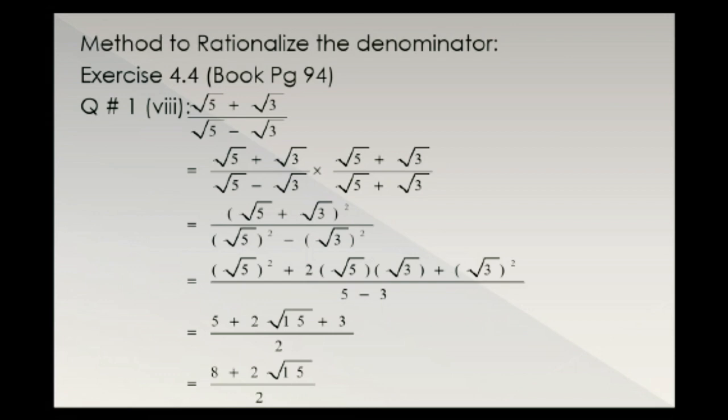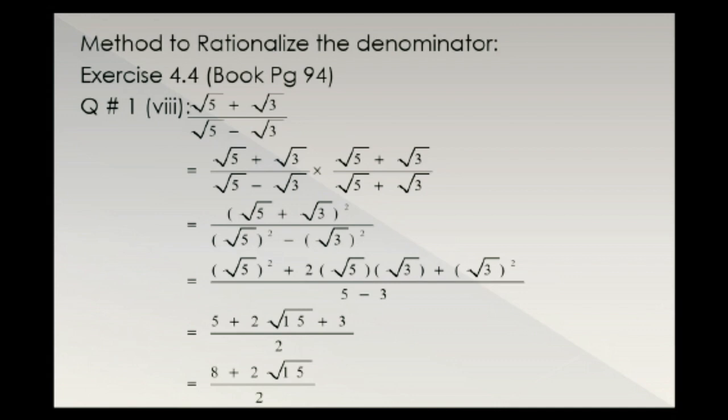Whatever it is coming on the numerator, we are not concerned with it. We will just see the denominator. Denominator is under root 5 minus under root 3. Its conjugate is under root 5 plus under root 3. We will multiply the conjugate and we will divide the conjugate with the given fraction. The fraction is under root 5 plus under root 3 divided by under root 5 minus under root 3. Multiply its conjugate, the denominator's conjugate. Keep it in mind. Under root 5 plus under root 3 divided by under root 5 plus under root 3.